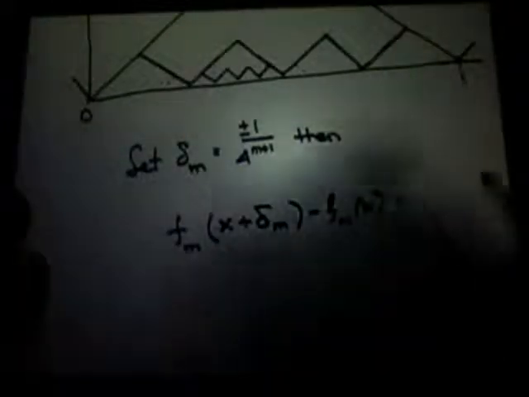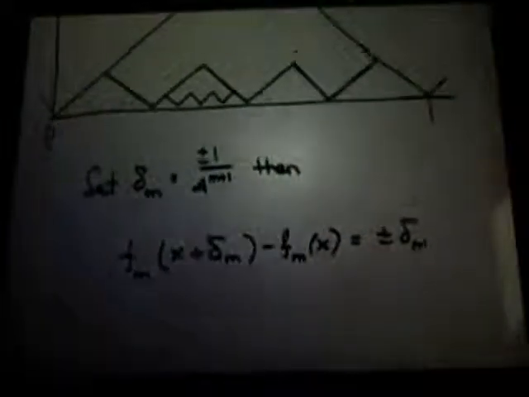I claim that if I set delta sub m equal to 1 over 4 to the m plus 1, and I can go either way, plus or minus, a step of size 1 over 4 to the m plus 1, then f sub m of x plus delta m minus f sub m of x is plus or minus delta m. Let's see why that's true.